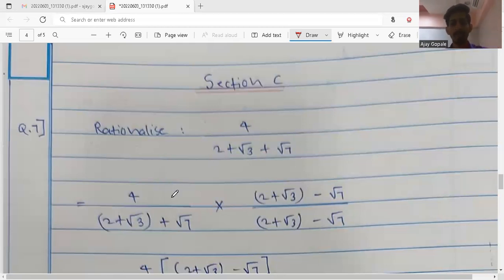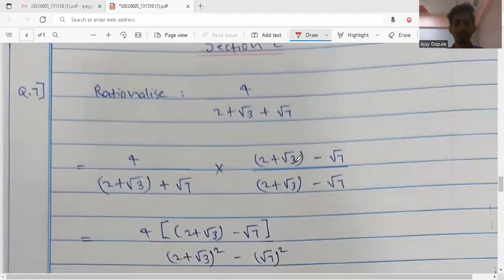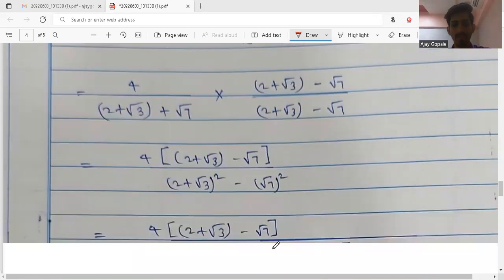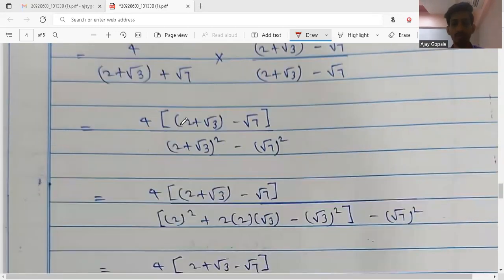So let us multiply numerator with numerator, denominator with denominator. 4 into this numerator, we'll keep this in bracket, 4 into bracket 2 + √3 minus √7. The whole upon, in the denominator we are having two terms which is in the form of a plus b, a minus b. So a मतलब 2 + √3, b मतलब √7. So a square, that is 2 + √3 the whole square, minus b square, b मतलब √7 का square. So in next step, 4 into numerator as it is.